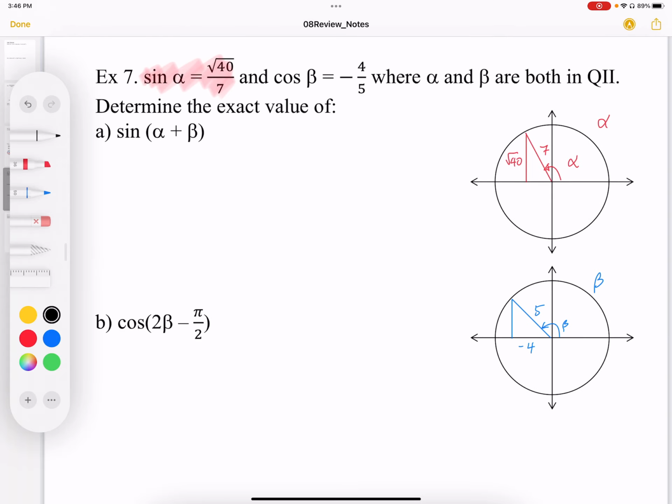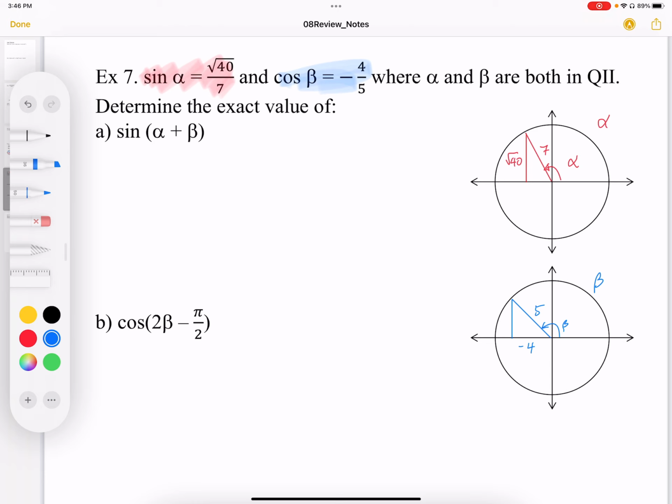For example 7, we have sine alpha, which I've drawn in red there, and we have cos beta, which I've drawn in blue. And we're given sine alpha is root 40 over 7 in quadrant 2. So notice that the vertical is root 40, the hypotenuse or the radius is 7. And I've drawn that in quadrant 2. And in the blue, we have the cosine. So the horizontal is negative 4, and the hypotenuse or the radius is 5.